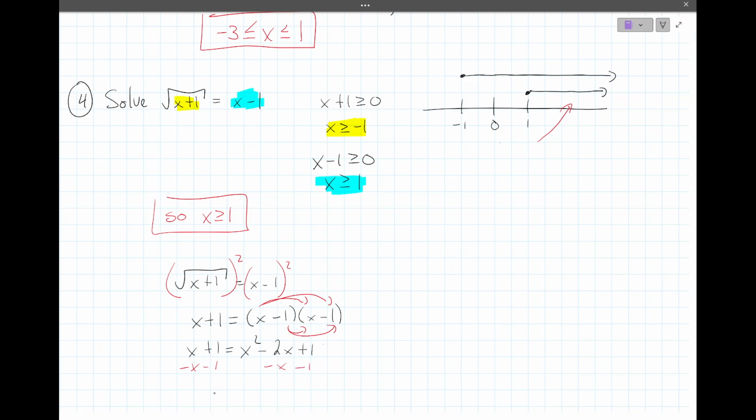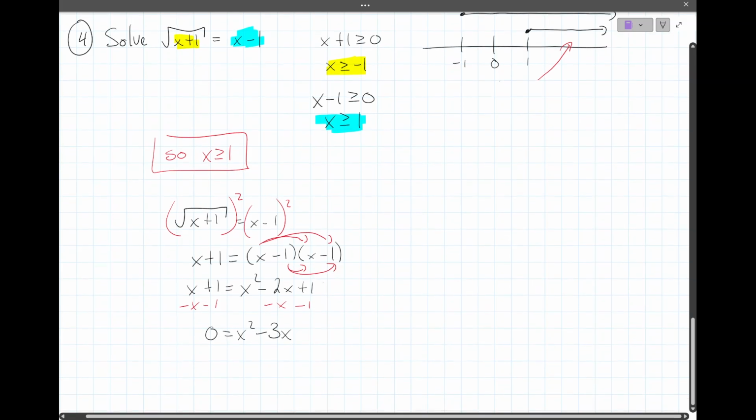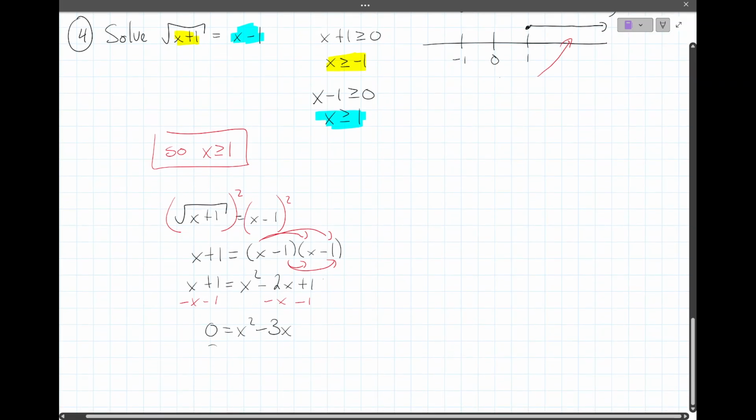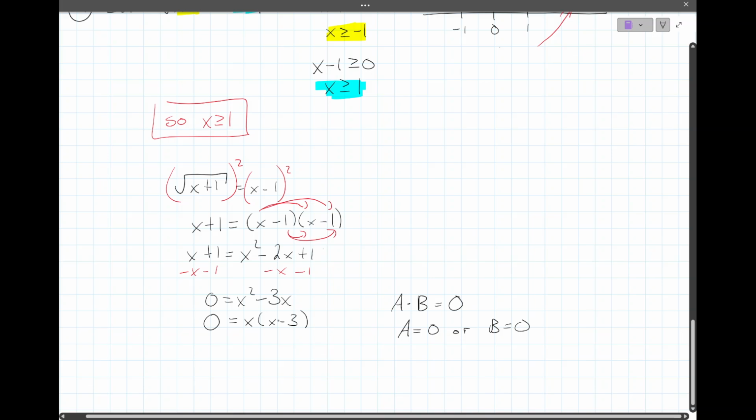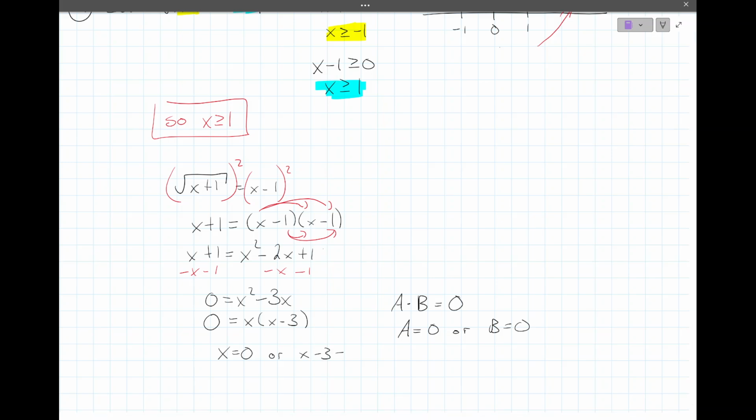And I'm going to get 0 is equal to x squared minus 3x, and that's it. What I need to do is pull it apart together. Let's take x and then x minus 3. And we just know, as a reminder, if I have a times b, any two expressions equal to 0, either a is equal to 0 or b is equal to 0. So I'm going to try both things here. So this is multiplication. So x is equal to 0 or x minus 3 is equal to 0.